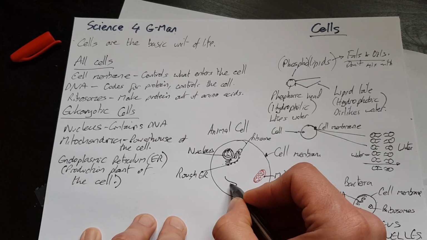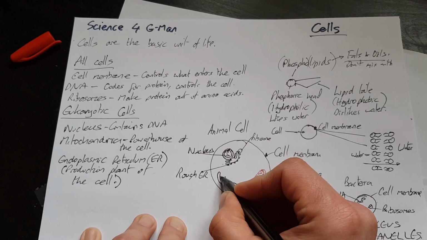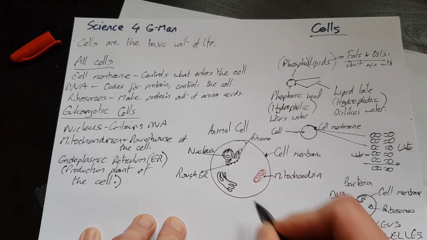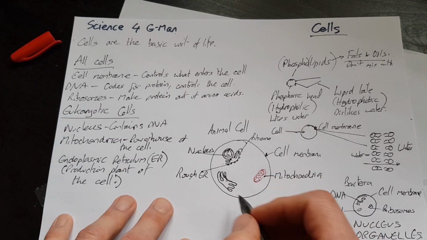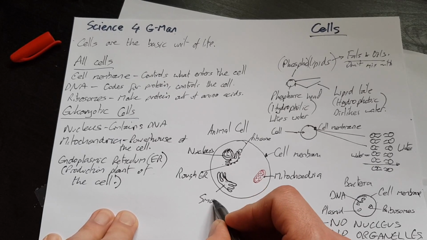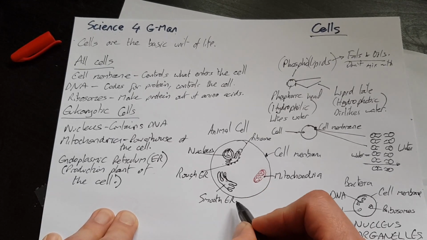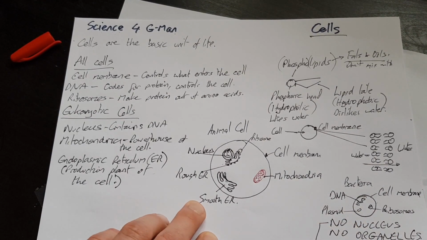And these, they always seem to look like this. They might look a bit different depending on what you're looking at. They're actually a 3D structure and I'm drawing it in 2D. And this is the smooth ER. It's a lot more about producing lipids, which are the fats that we might need.